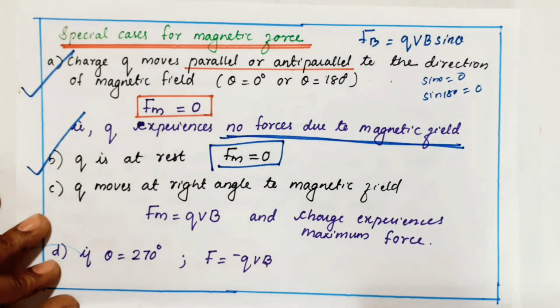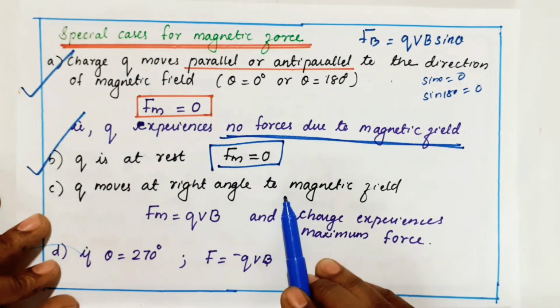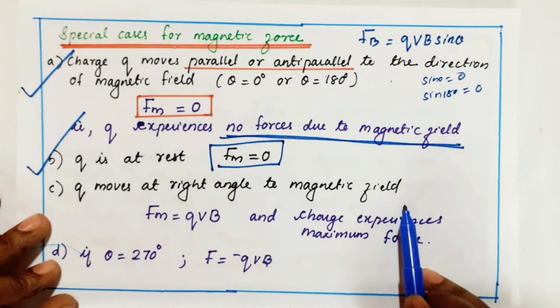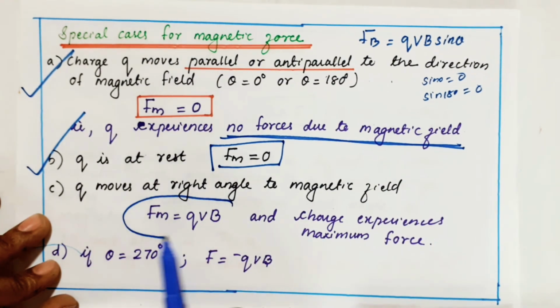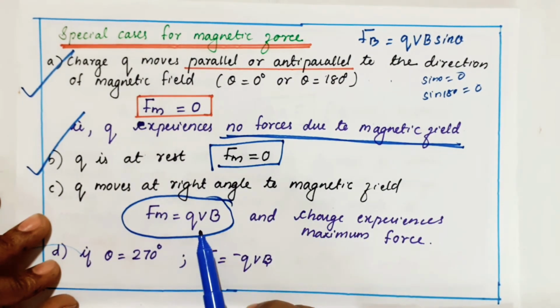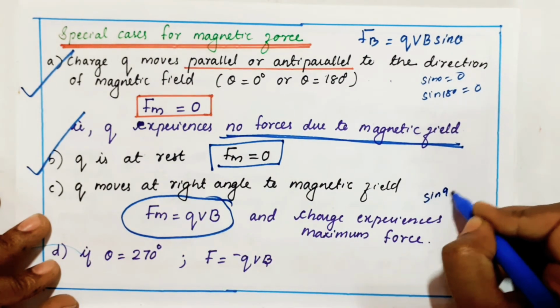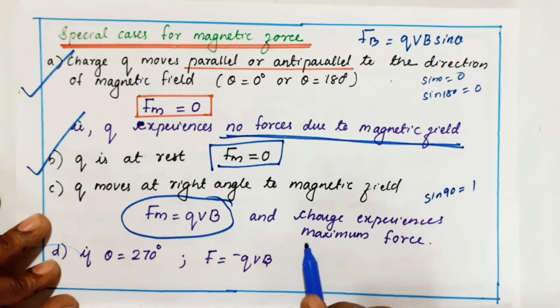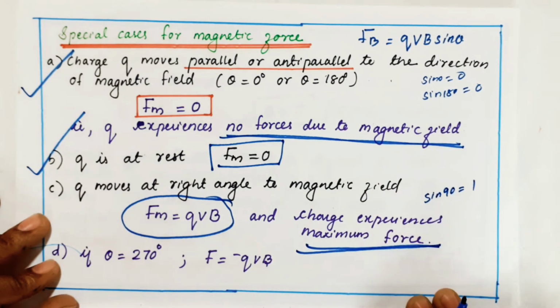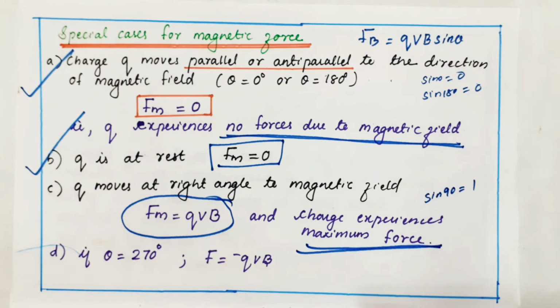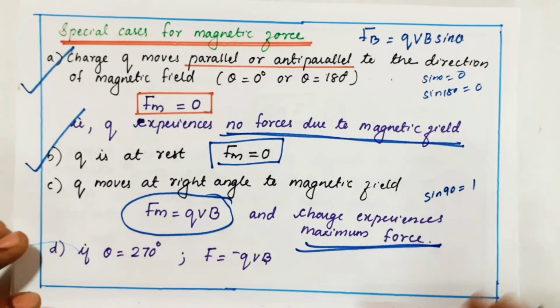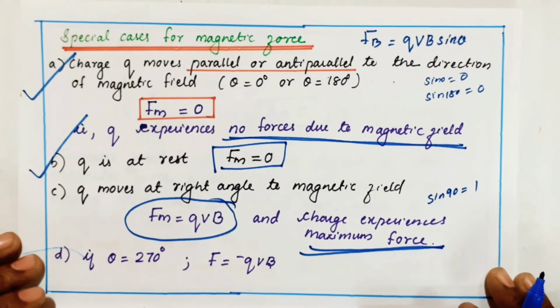Third one, when a charged particle is moving at right angle, that means perpendicular to magnetic field, your force is maximum, that is Fm equals QVB because sin 90 is equal to 1 and we get the maximum force. That also they can ask for the exam. So what is the maximum force experienced by a charged particle in a magnetic field? That is QVB. That is your maximum force. If theta equal to 270 degree, your force will be minus QVB.